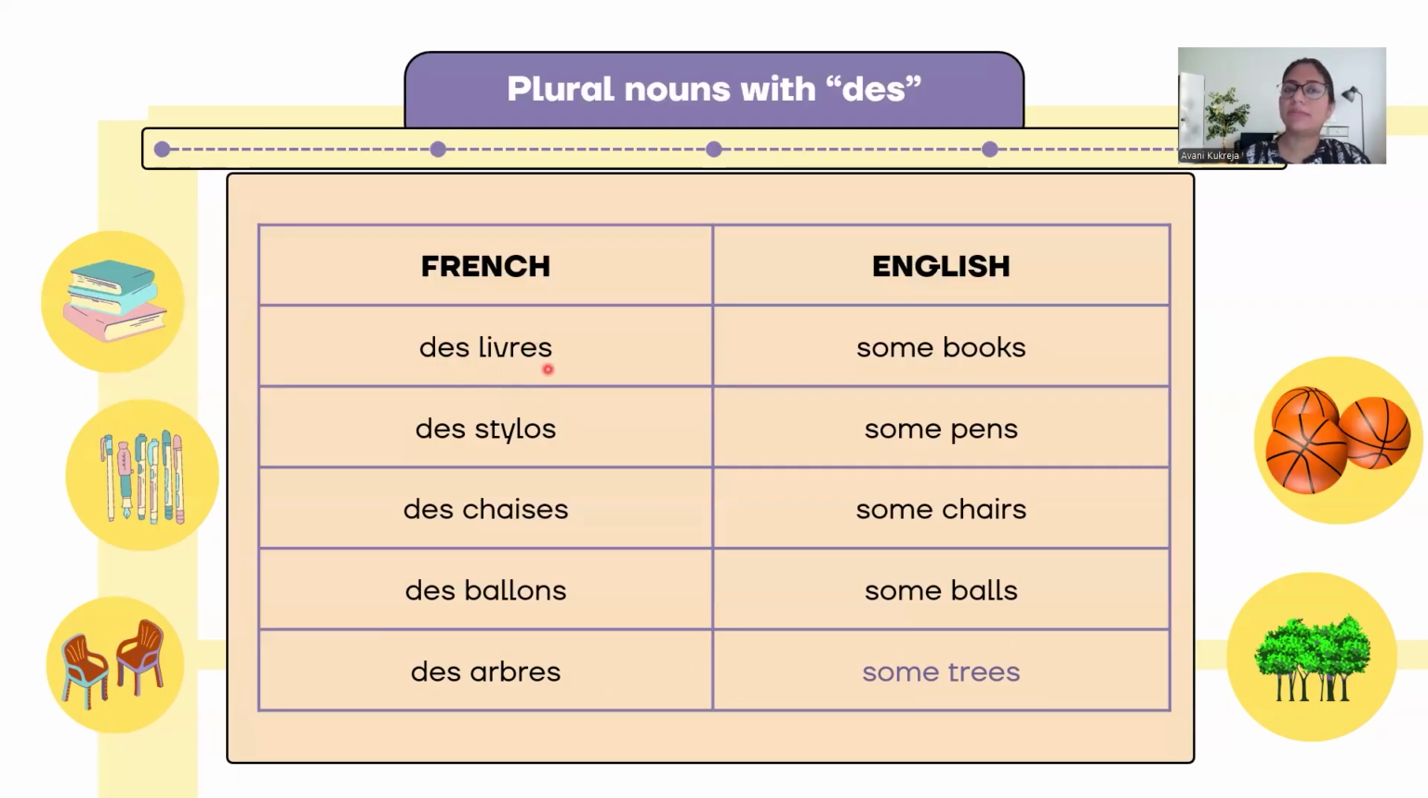Des livres. Okay. So using the correct article is very important in French because the pronunciation of the word is not changing with or without S. But you need to use the correct article. Only through the article we'll know whether you want to say the noun in a singular form or the plural form. Whether you say un livre or des livres, the meaning completely changes, right? That is point number one.